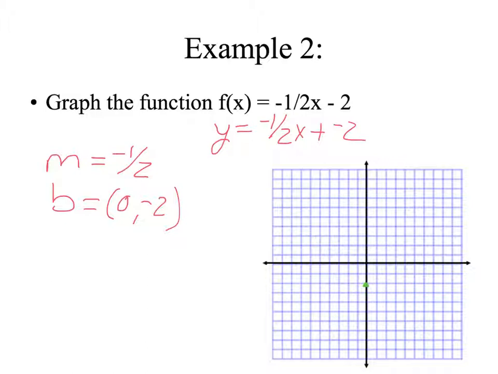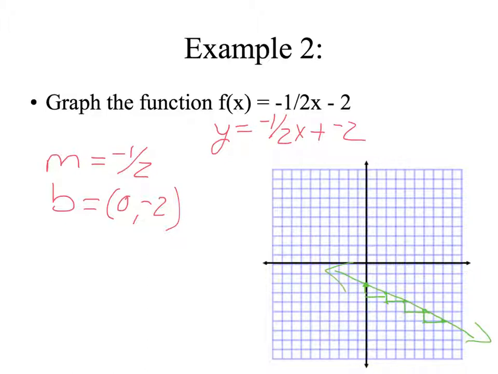This time I have a slope of negative 1/2. The negative 1 tells me to come down one box, and the 2 is telling me to come right 2, because the 2 is positive. So down 1, right 2. Down 1, right 2. And we could keep this pattern going on forever.